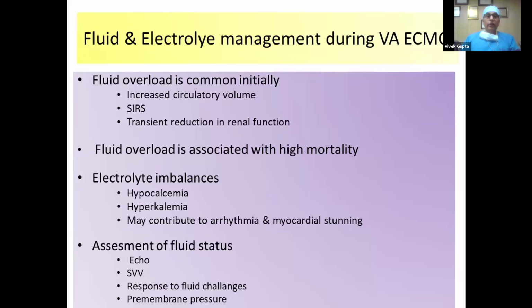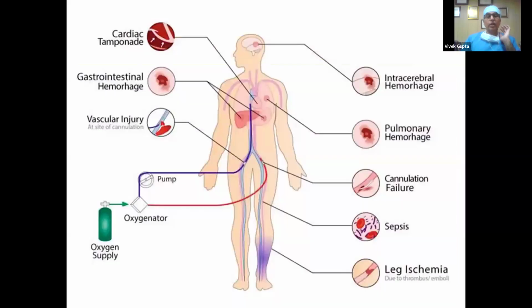Fluid overload is quite common, because initially we give a lot of fluid during the initial phases, and it is associated with high mortality. So we have to ensure that once the patient is stabilized, we keep the patient dry, or we are making negative balances. Make sure that electrolyte imbalance is not there, which can precipitate any kind of arrhythmia, and keep assessing your echocardiography and stroke volume variation to ensure adequate fluid status.